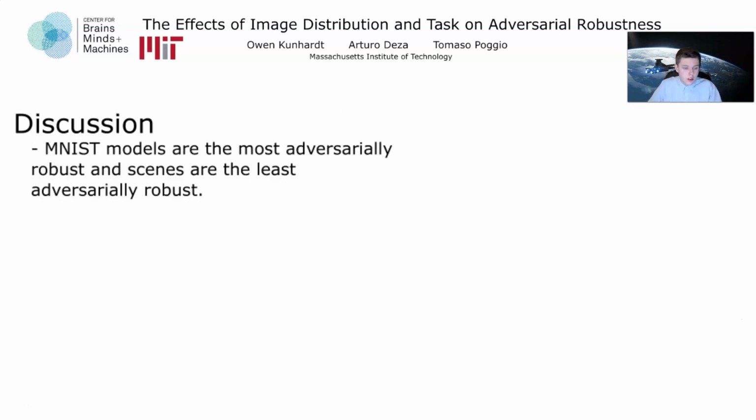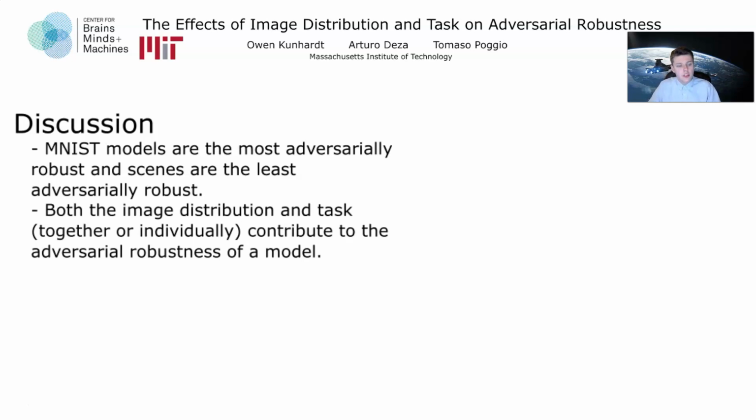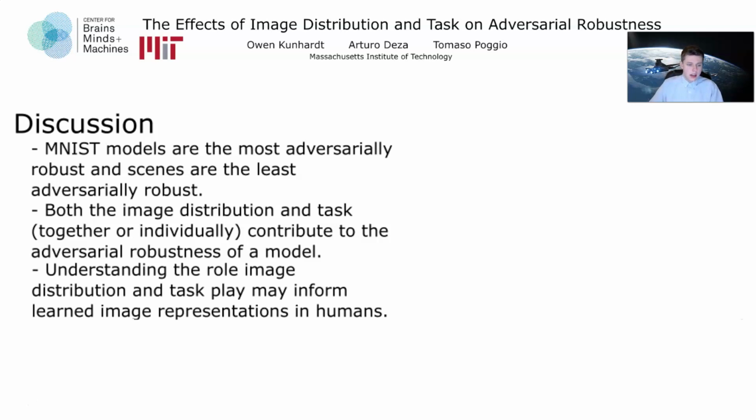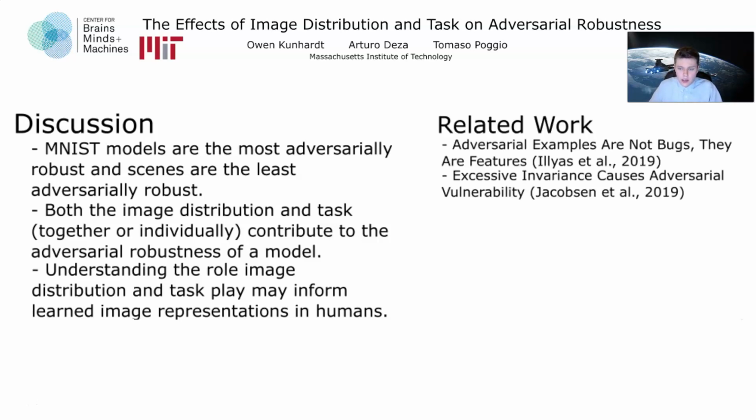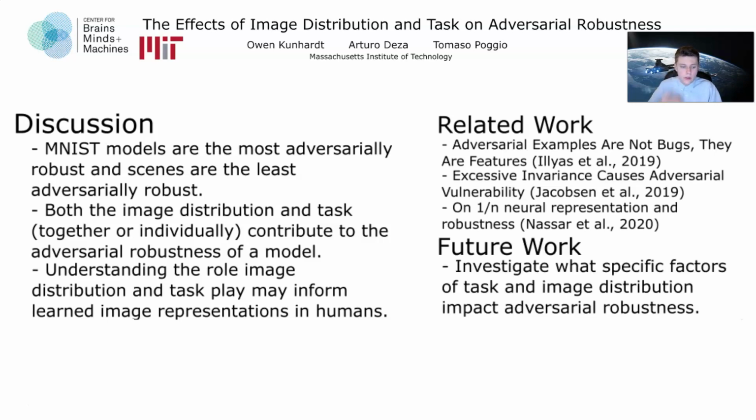So we learned that MNIST models are the most adversarially robust and scenes are the least adversarially robust for the natural image distributions that we tested. Both the image distribution and task, together or individually, contribute to the adversarial robustness of a model. Understanding the role image distribution and task play may actually inform learned image representations in humans, which is why this is worth exploring for vision science more generally. So here's some related work. And for future work, we'd like to investigate what specific factors of task and image distribution impact adversarial robustness.